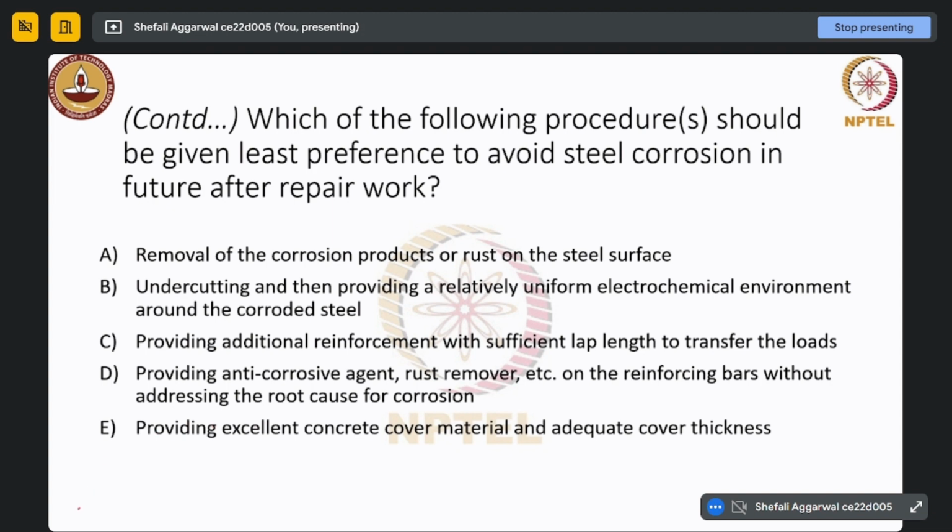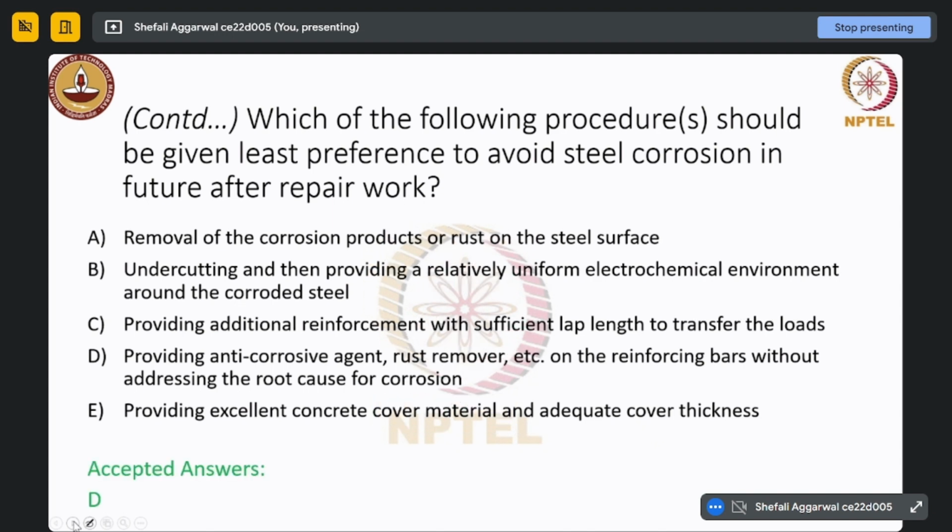Okay. Anybody else who wants to give an answer? Okay, D is the correct answer. So first we need to get to the root cause of the corrosion. If the root cause of corrosion is chloride-induced corrosion, then even if we provide anti-corrosive agent or rust remover on it, whenever we are doing patch repair or adding fresh concrete to the rebar, that anti-corrosive agent won't work much. It will only enhance the problem because of the halo effect. I hope you have read about the halo effect, right?